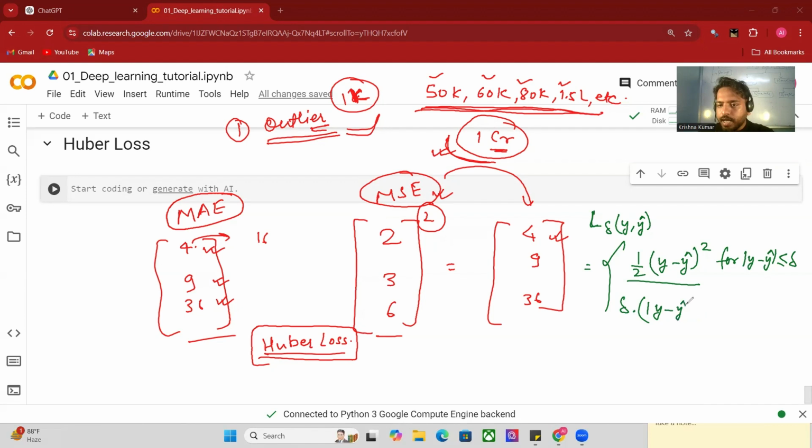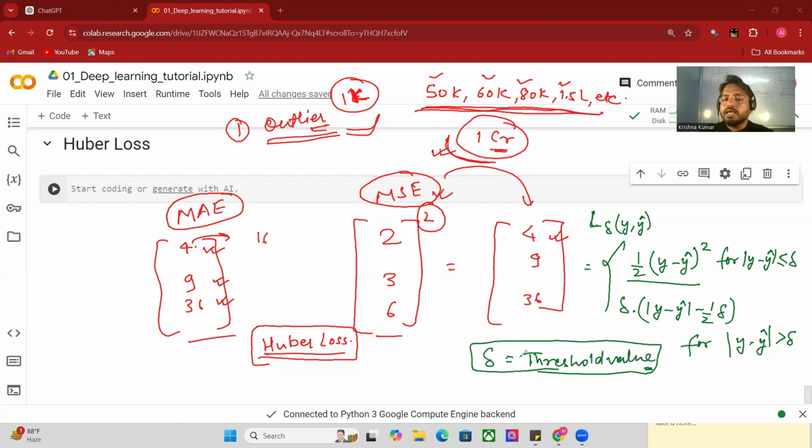Y minus y cap. And you have to again subtract it by 1 upon 2 delta. This is for those where y minus y cap should be greater than delta. Now, what is delta? This is called delta. Delta is a threshold value. It only helps us understand whether the loss function has to use mean absolute error or mean square error to find out the loss.